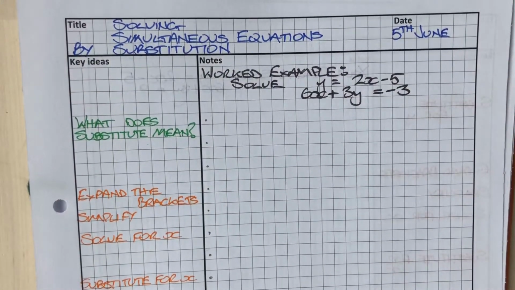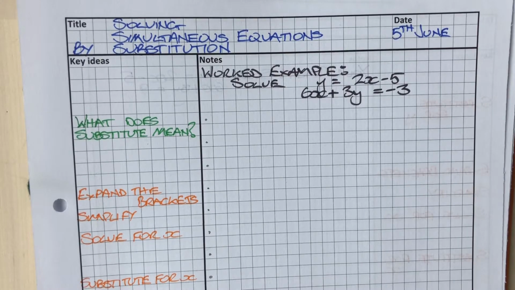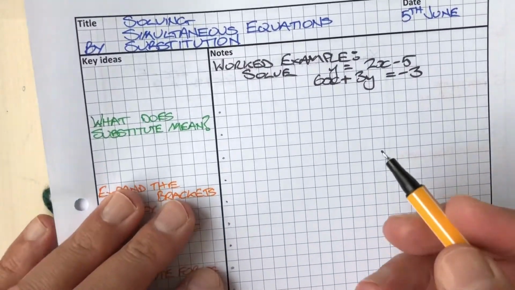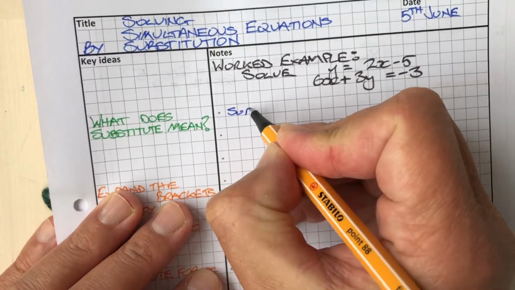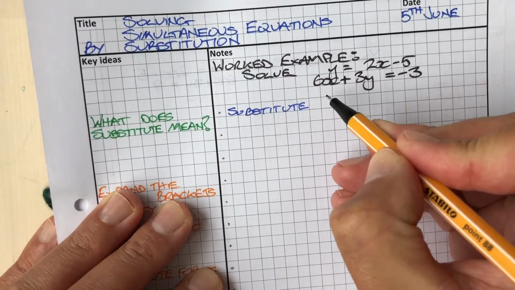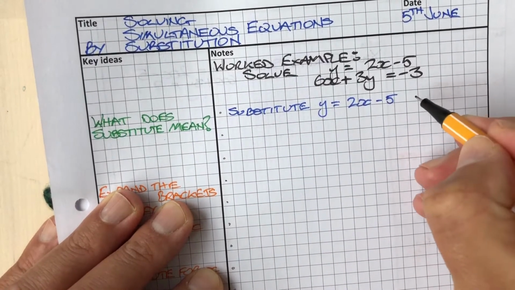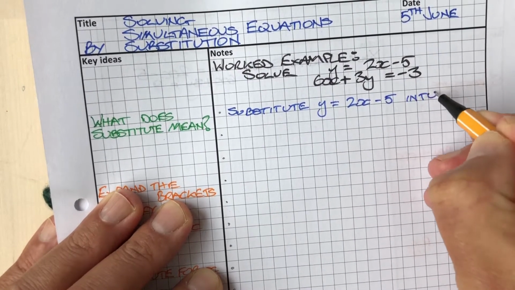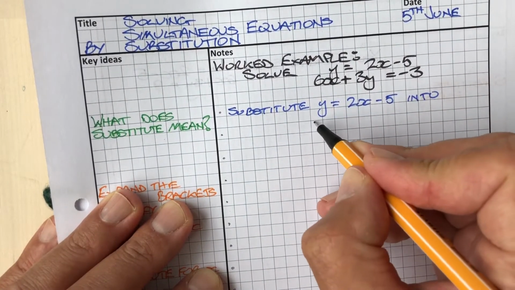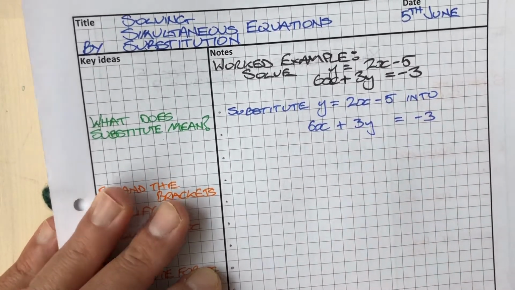Hello. Substitution is another way of getting rid of one of the variables from our simultaneous equations. So let's have a look at how this might work. I am going to substitute this y equals 2x minus 5 into the other equation, which is 6x add 3y equals negative 3.